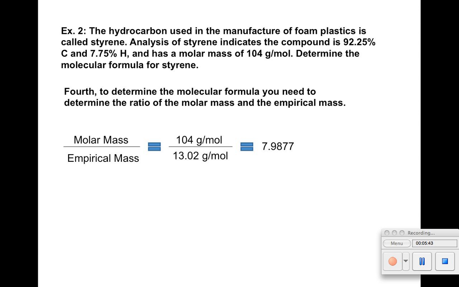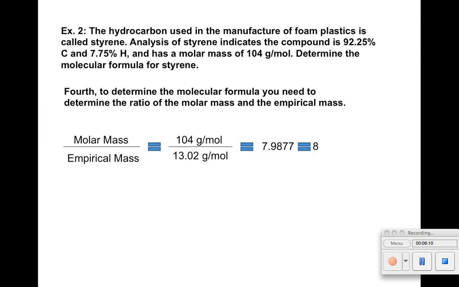When we divide those, we get a number that is 7.9877. We need whole numbers. 7.9877 is close enough that we can round it to 8. Now, if you were given an answer at this step where your molar mass and empirical mass ratio was like 1.5, you would need to make that a whole number. So you would need to make that 3.